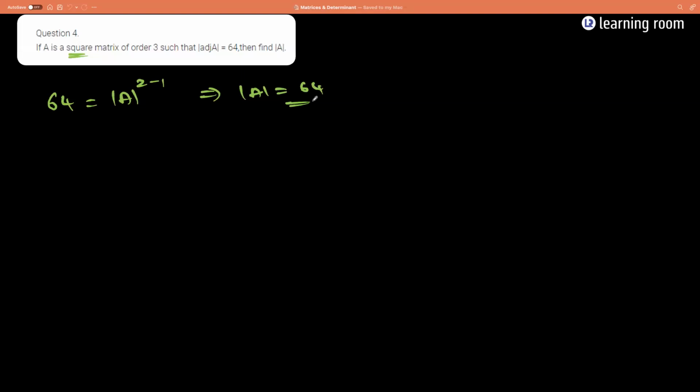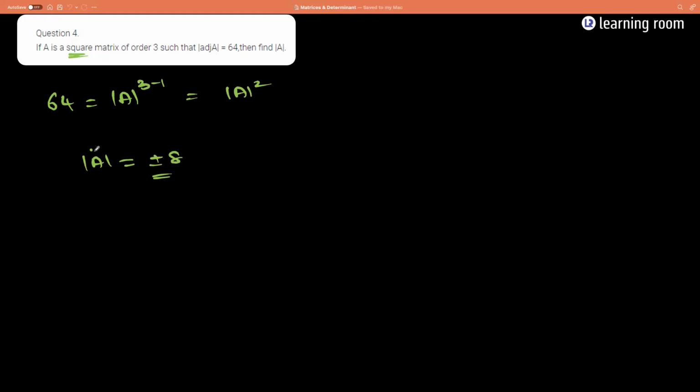If A is a square matrix of order 3 such that determinant of adjoint of A is 64, then det A is equal to what? So 64 is equal to determinant of A to the power of n minus 1. Sorry, my bad, the order is 3, so it is 3 minus 1. So determinant of A squared is 64, so determinant of A will be equal to plus or minus 8.